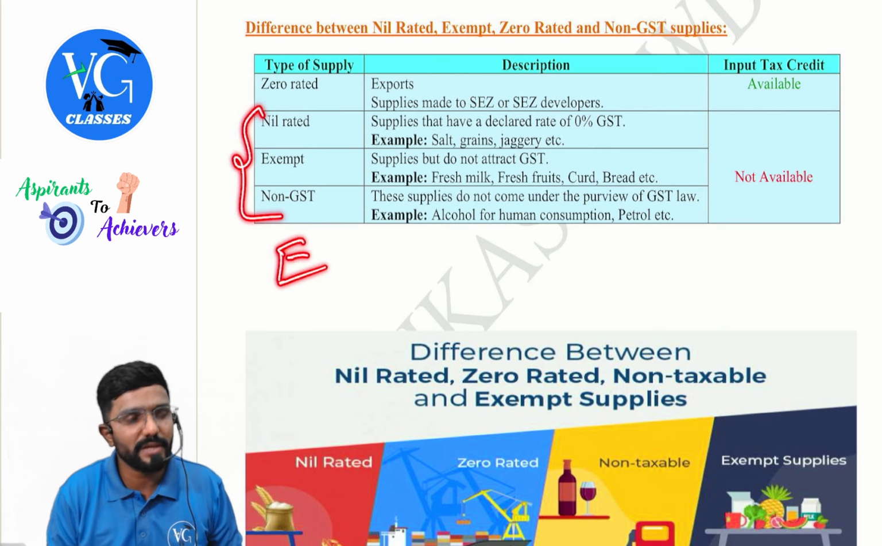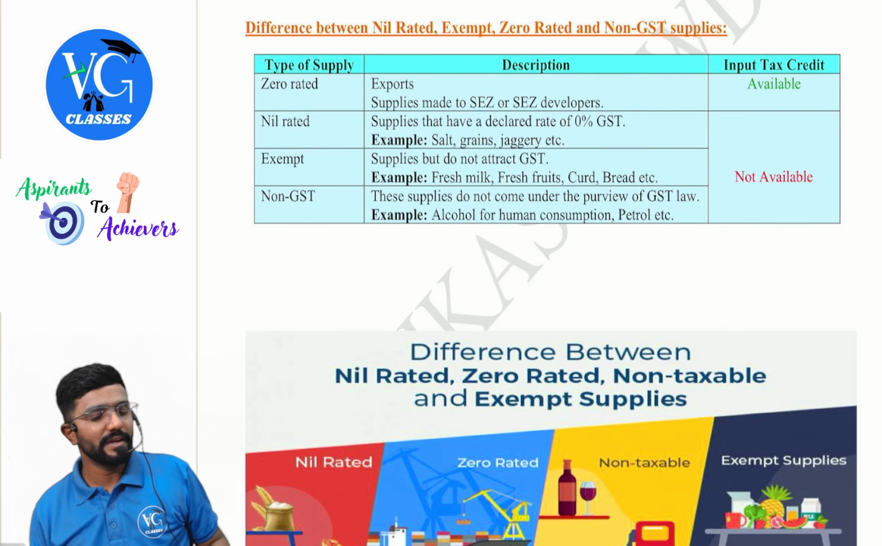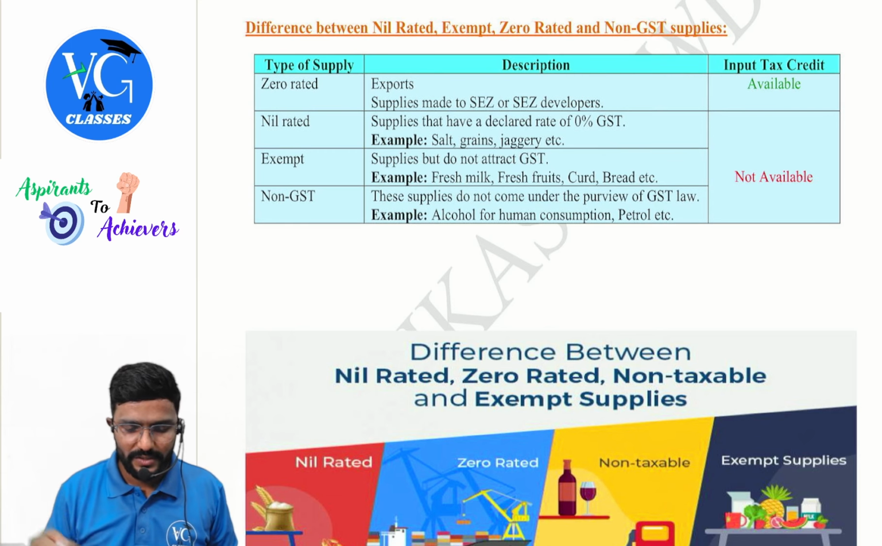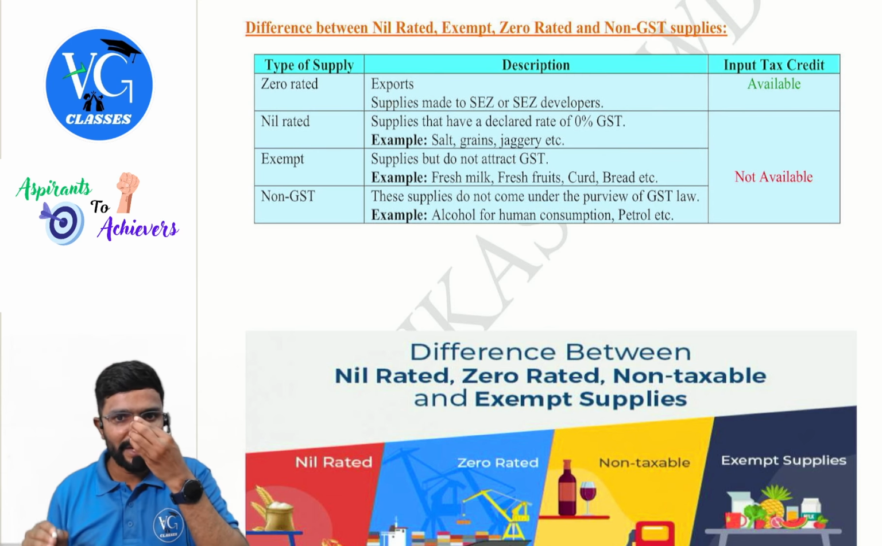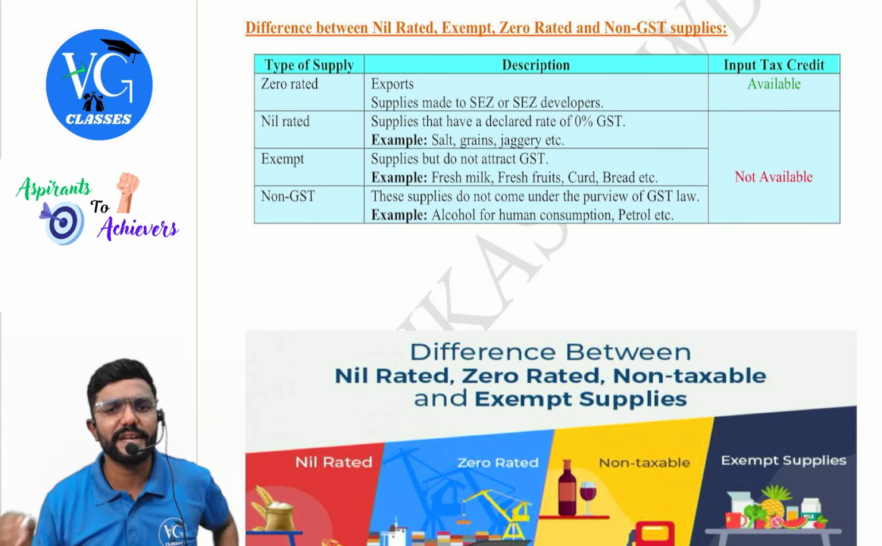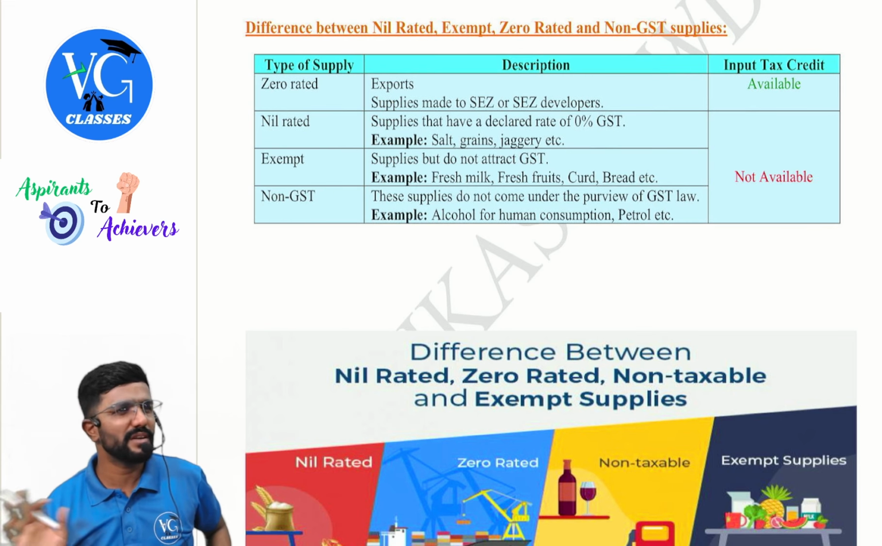Next, if it is nil rated, exempt and non-GST, guys, all these three are a part of what? Exempt supply. Where is it given? Section 247. Agree? Sir, if my outward supply is nil, exempt or non-GST, on my inward supply, can I claim credit? No, I cannot. Sir, some examples, sir. Supplies that have a declared rate of 0% GST, like salt, grains, jaggery and all. Sir, are we supposed to know the names and all? No, I have just given some examples for your better understanding.